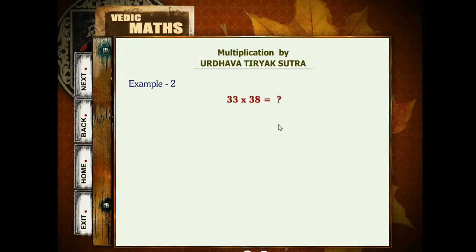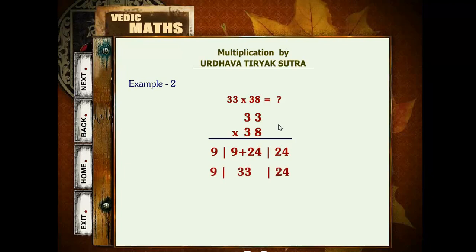Similarly, when 33 is multiplied by 38, we get 3 into 8 plus 3 into 3, that is 9 plus 24, and 3 into 3, that is 9. Thus the final answer is 1254.